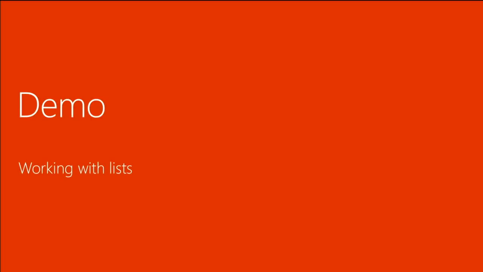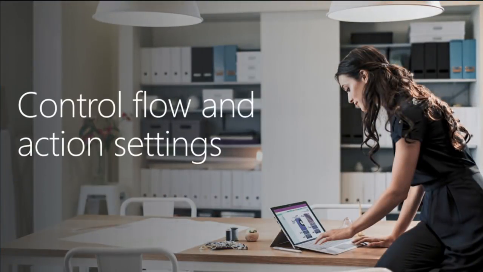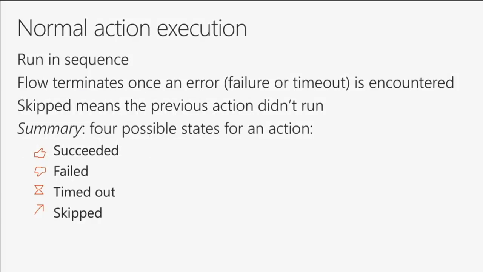There we go. OK, so next, I will talk about control flow and action settings. So with control flow, the way that a flow normally works is it runs all of its steps in sequence. That means that the first step is followed by the second step, and if the second step fails, the third step will not run. So a flow terminates once it hits an error.